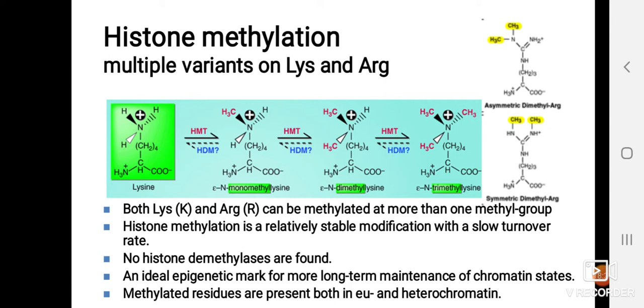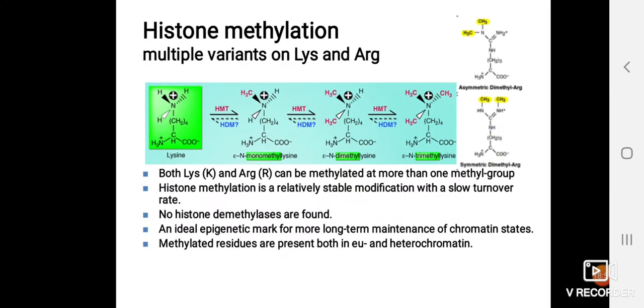There are several types of methylation, and several rounds of methylation can happen at the histone tail. Lysine can undergo monomethylation, double methylation, triple methylation, leading to formation of monomethyllysine, dimethyllysine, trimethyllysine. You can see the structure of dimethyl and trimethyl. They can be symmetric or asymmetric. All these kinds of natures are established, and arginine also has the capacity to undergo methylation.